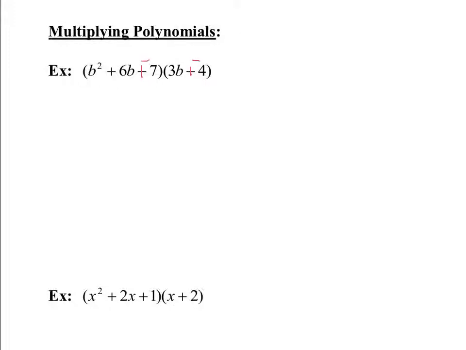So I'd have plus negative 7, plus negative 4. And now I just need to distribute repeatedly. So I'm going to distribute b squared to 3b and negative 4. Then I'm going to distribute 6b to 3b and negative 4, and then negative 7 to 3b and negative 4. It's not a very difficult problem, it's just going to be a lengthy one.